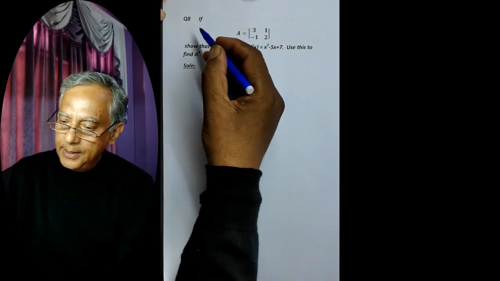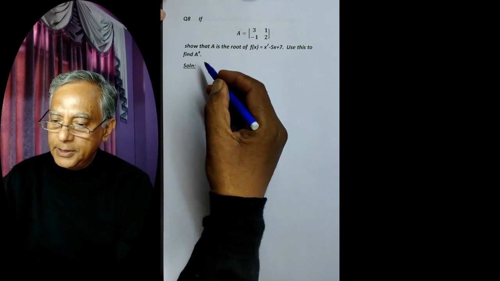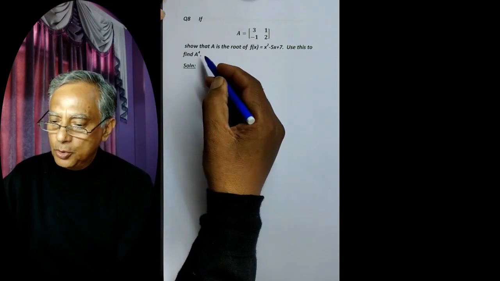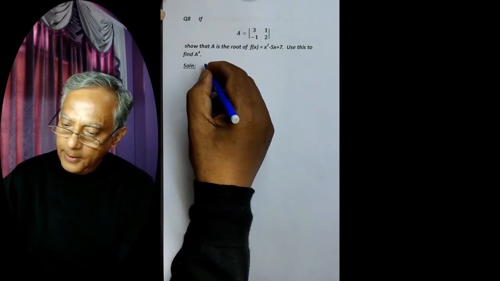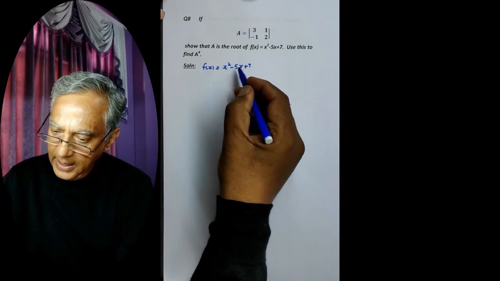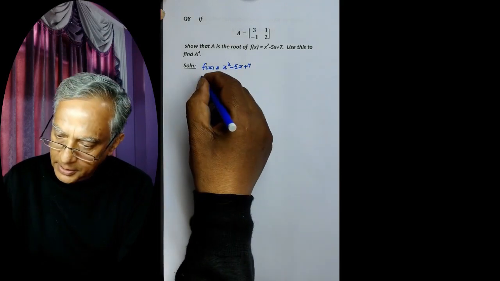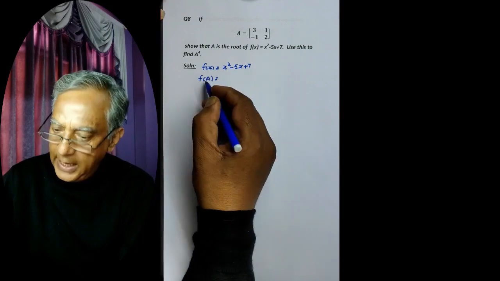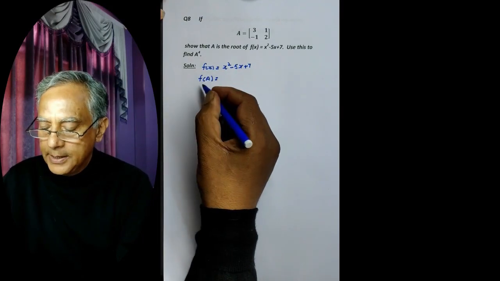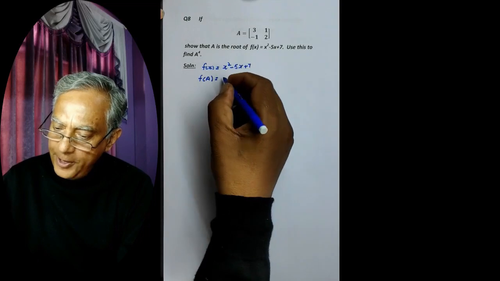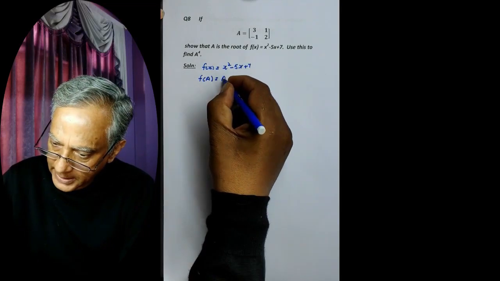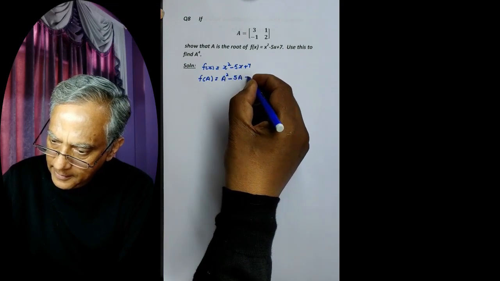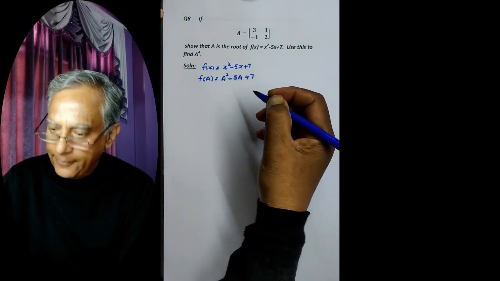Now the next question is, if A is equal to this much, show that A is a root of this equation. Use this to find A4. Now we are given f(x) is this much. Therefore f(A). Now we have to show that A is a root of this equation. So we find f of A. F of A will be A square minus 5A plus 7.